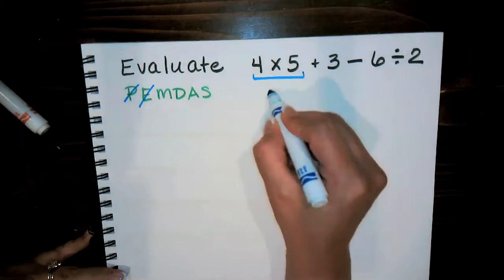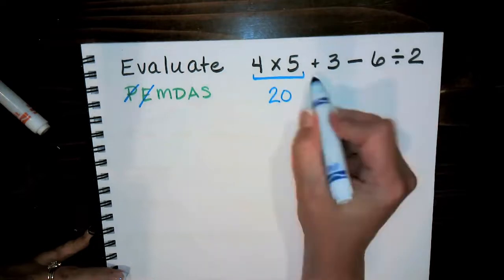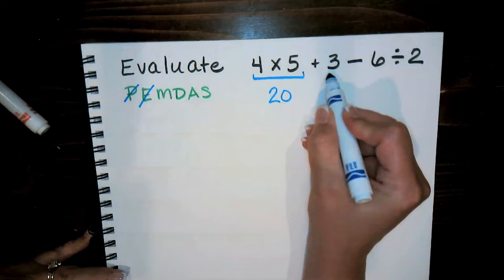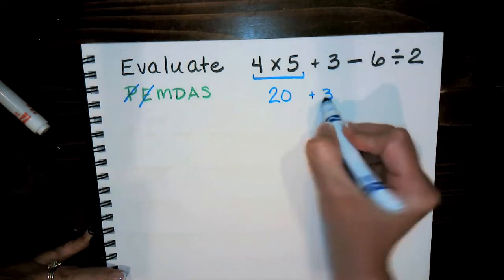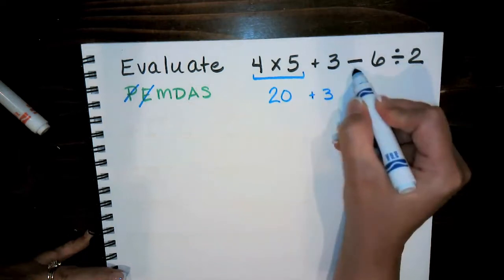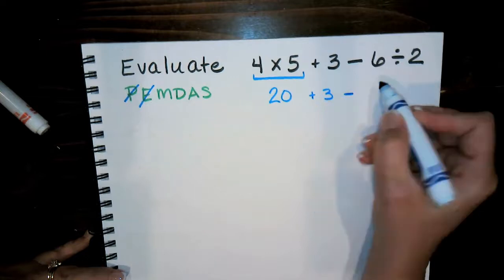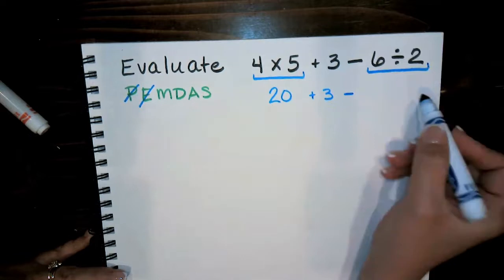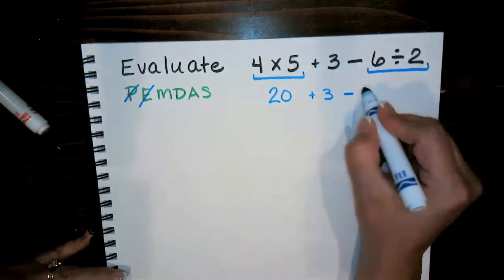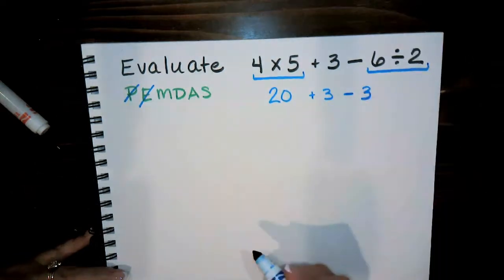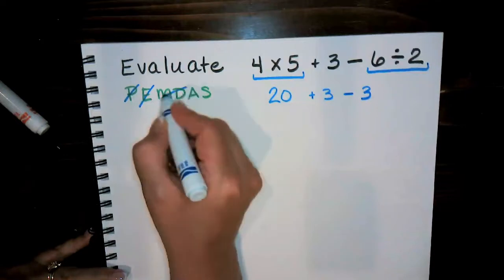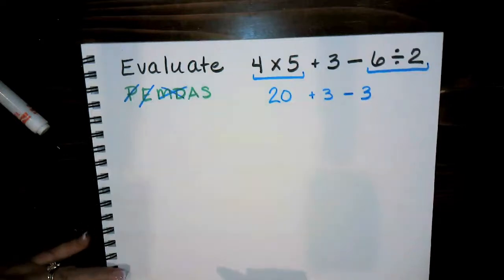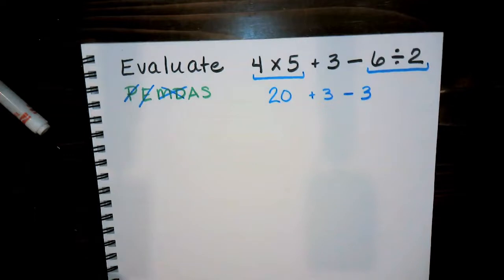4 times 5 is 20. I'm going to keep going. Okay, that's not a multiply or divide, so it has to stay in the problem. That's not a multiply or divide, so it stays in the problem. Then I come to a divide. So I'm going to do 6 divided by 2, which is 3. So now my multiply and divide step is finished, and I'm ready to go to my add or subtract step.